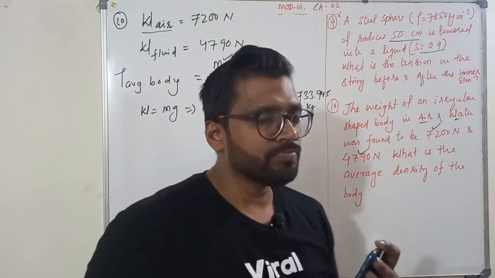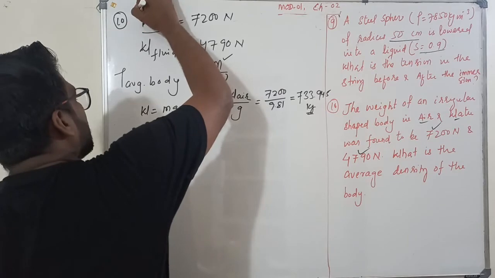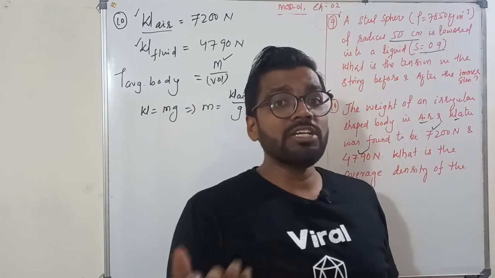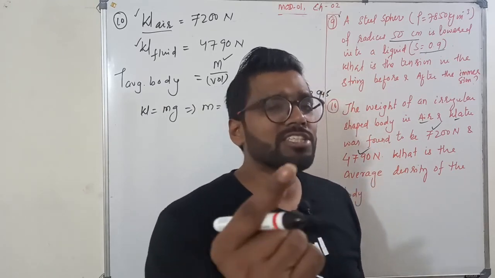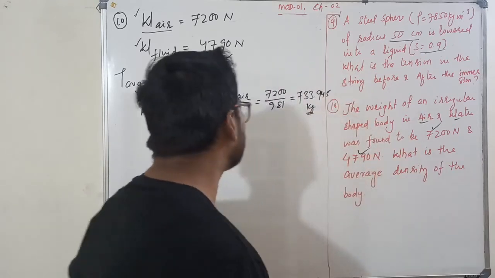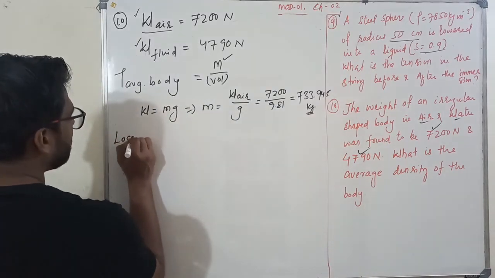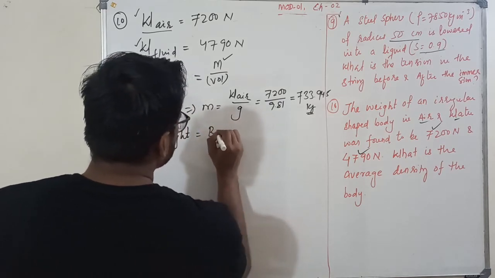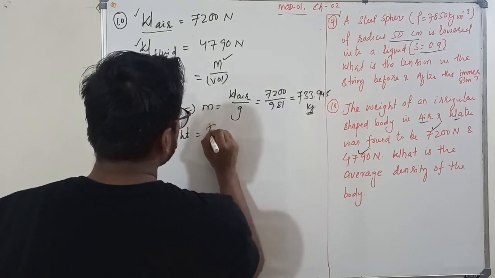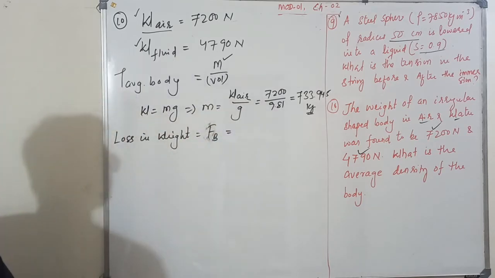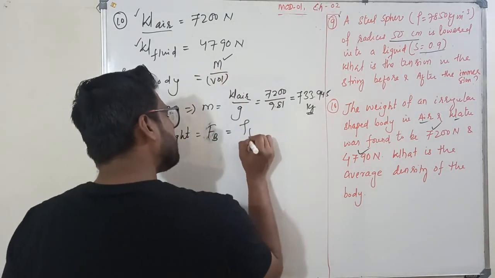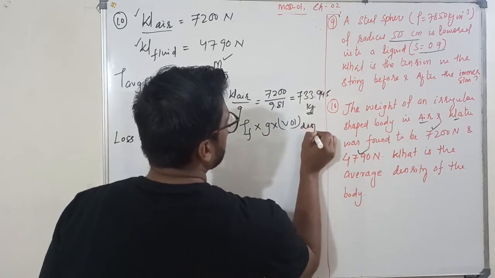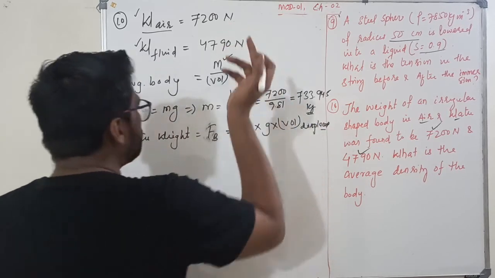How to calculate volume? See, the weight in air minus the weight in fluid is what? It is the loss in weight. So loss in weight is equal to force of buoyancy. That's why you have to go through theory carefully. So loss in weight is nothing but the force of buoyancy, FB. What is the formula for force of buoyancy? The force of buoyancy is density of fluid multiplied by g multiplied by the volume displaced. And how much volume will it displace? Its own volume it will displace.